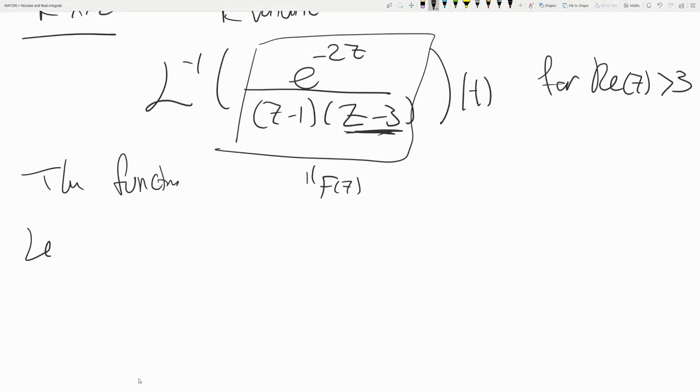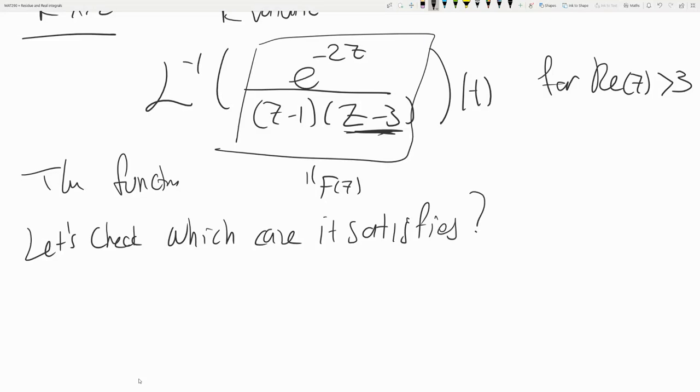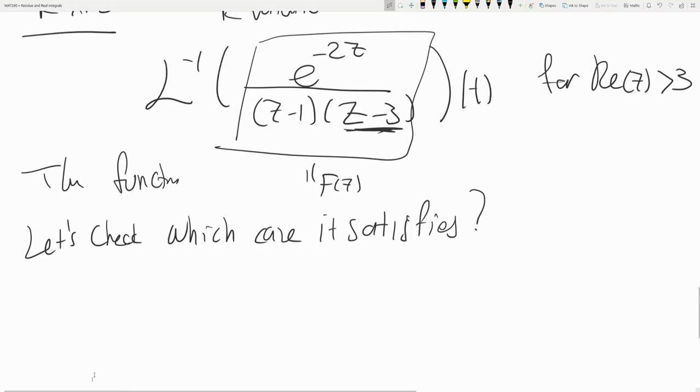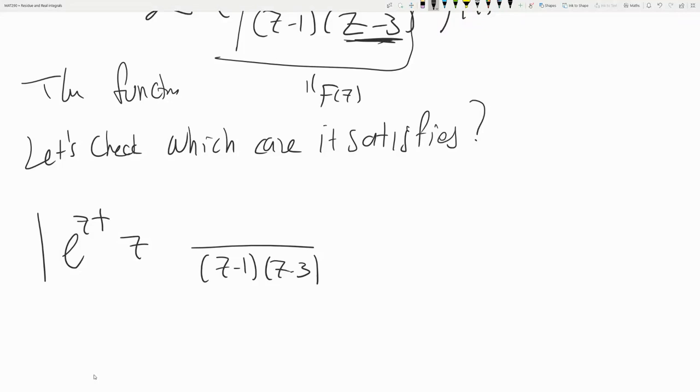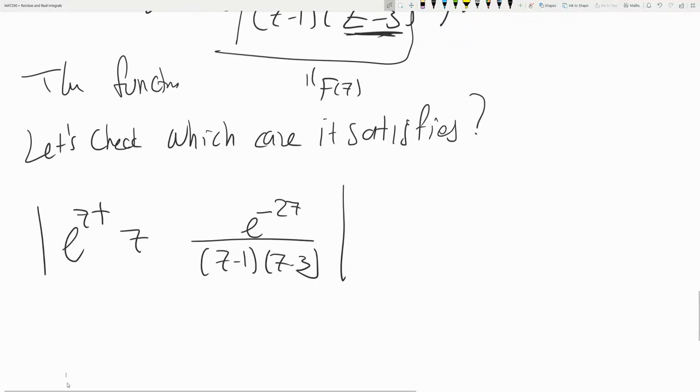So let's check which case it satisfies. That's the question. As usual, we have e to the zt, and then we put our function: z minus 1, z minus 3, e to the minus 2z, modulus. Okay, so let's open this up.